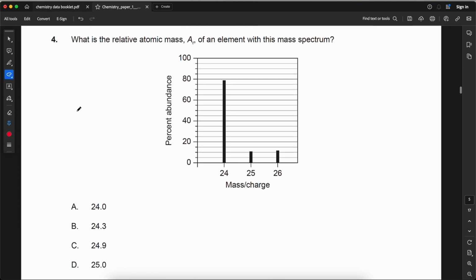What is the relative atomic mass Ar of an element with this mass spectrum? 24 times around 80%, which is 0.8, plus 25 around 10% times 0.1, plus 26 also around 10% times 0.1, you get 24.3.